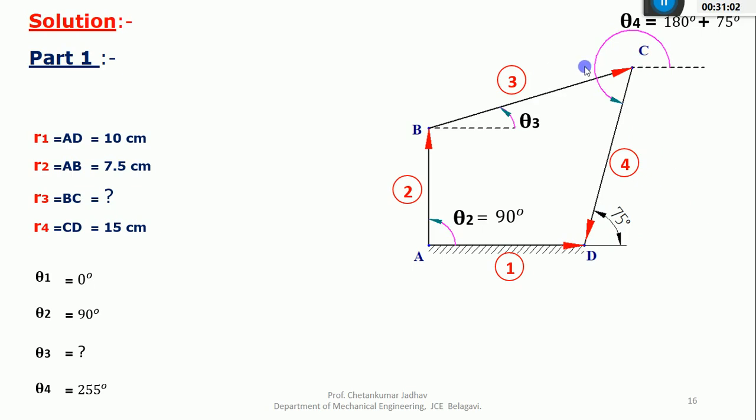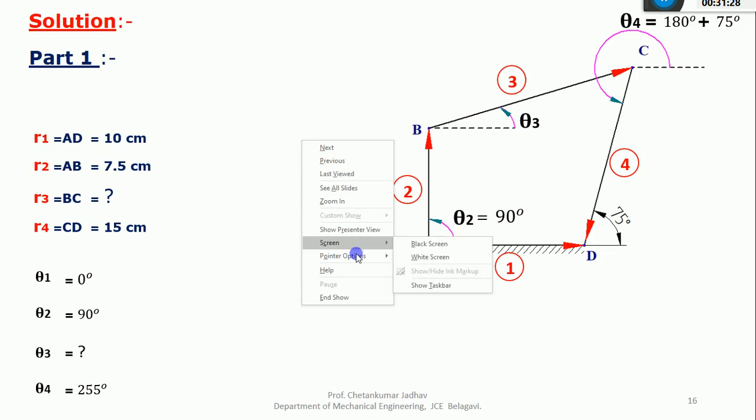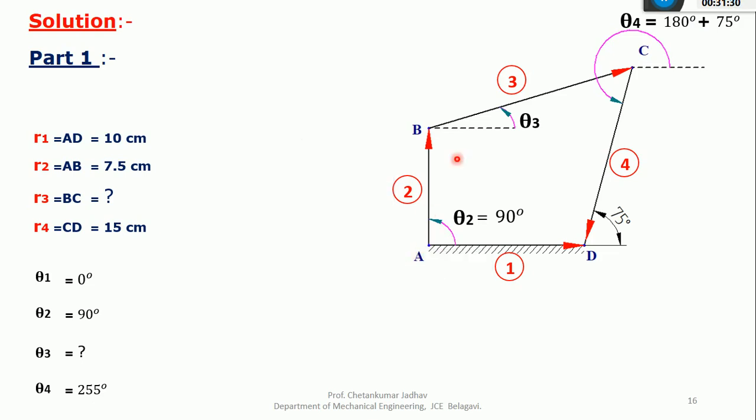I'll draw one more horizontal here, exactly here. So this angle will be 75 because both are alternate angles, and the remaining is 180 up to here. From this point to this, 180 plus 75, so it becomes 255. You need to calculate this. So 180 plus 75 is 255. So this is theta 4.